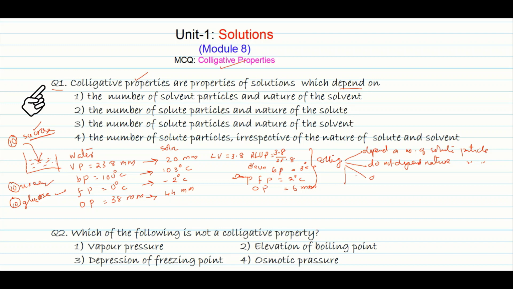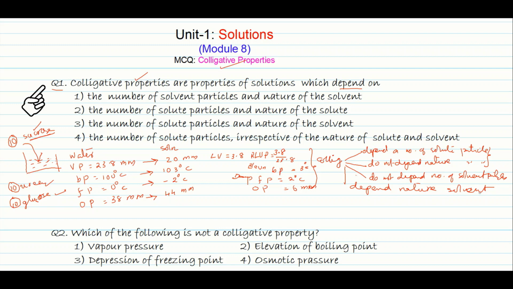Colligative properties do not depend on number of solvent particles, but colligative properties depend on the nature of solvent particles, nature of solvent. So the first 2 points are about solute. When we talk about solute, colligative properties depend on the number of solute particles, but they do not depend on nature of solute particles. When we talk about solvent, colligative properties do not depend on number of solvent particles, but depend on the nature of solvent particles.